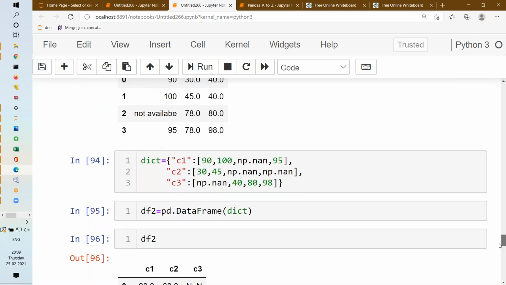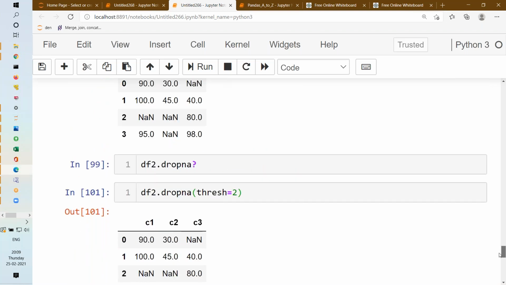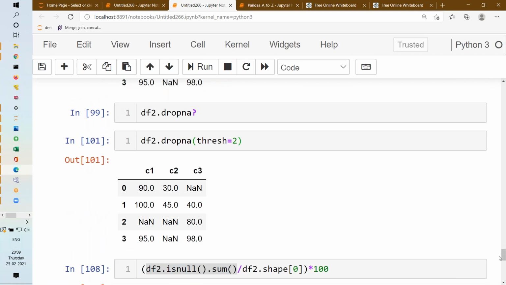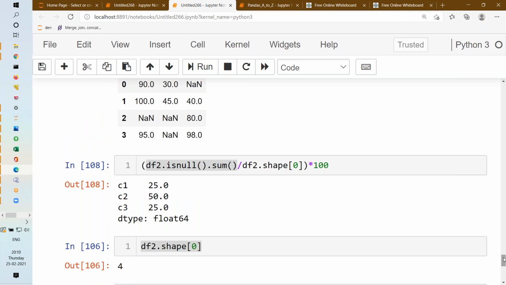And followed by dropna. Dropna will drop any row. By default, axis is equals to 0. If you want to drop a column, axis is equals to 1. And the thresh parameter you can use if you want to set a threshold. Then we also discussed the isnull method. And isnull dot sum will give you column wise how many missing entries are there. All of this we will again revise, as I said, in this Saturday's class.